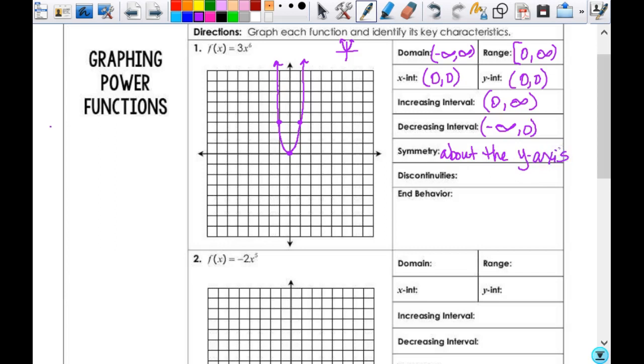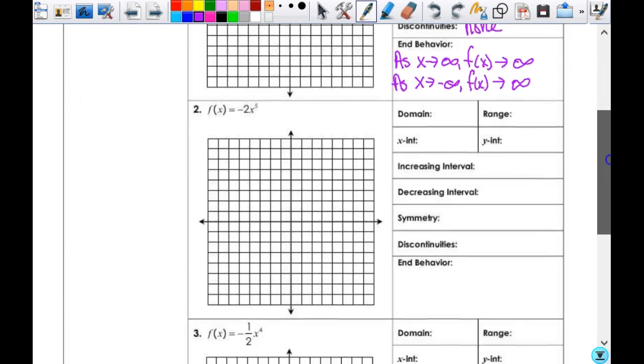Do I have any discontinuities? No, so it's none. My end behavior, as x approaches infinity, f of x approaches what? Infinity. As x approaches negative infinity, f of x approaches what? Infinity. We good with all that? Any questions at all? All right, awesome. So let's look at the next one.